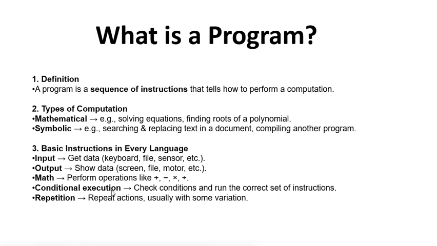And conditional execution checks the condition and runs the correct set of instructions. For example, if age is less than or equal to 18, it will check that condition and give the output based on it. That is conditional execution. And repetition repeats actions, usually with some variation. You can say loops.